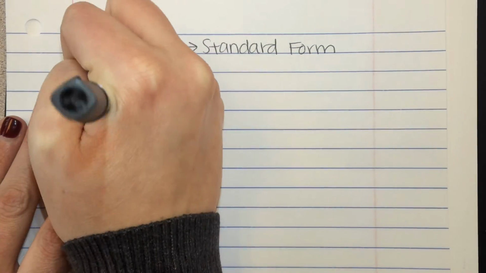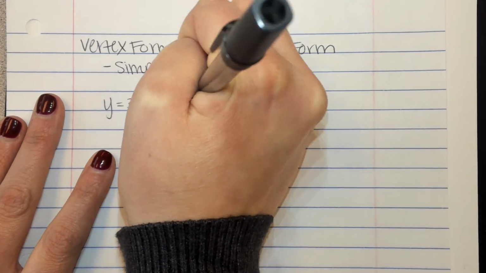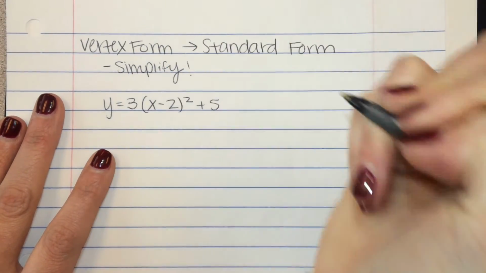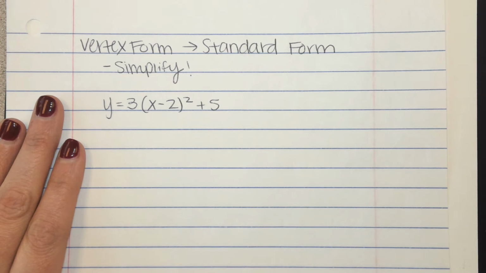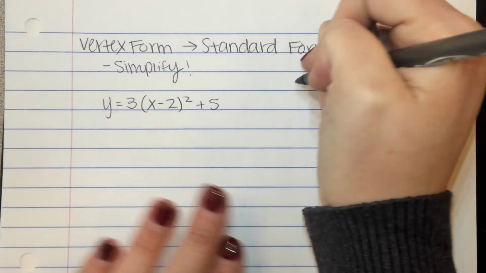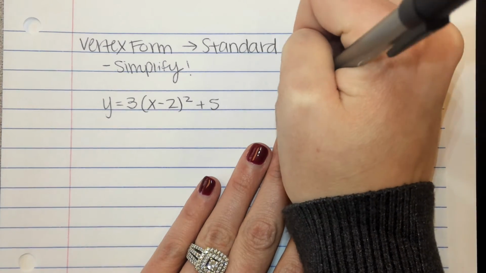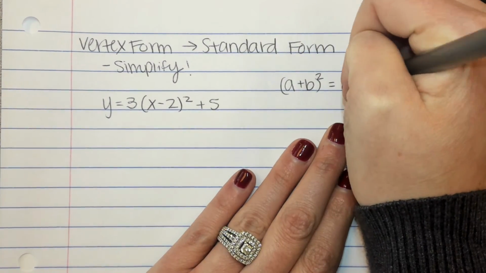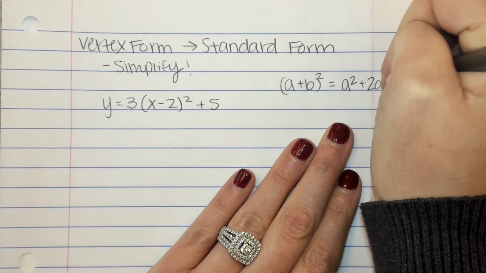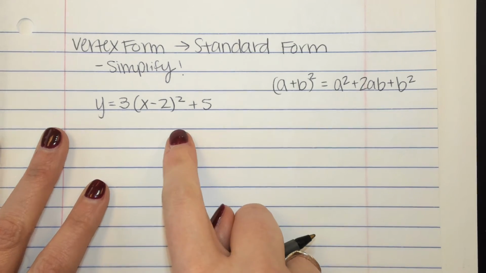Okay, so if I give you y equals 3 times the quantity x minus 2 squared plus 5, we are just going to simplify that. Now, if you know this shortcut, and it's one that we talked about when we did special case quadratics, if you have the quantity a plus b squared, that's the same as a squared plus 2ab plus b squared. That can make this process a little bit quicker.